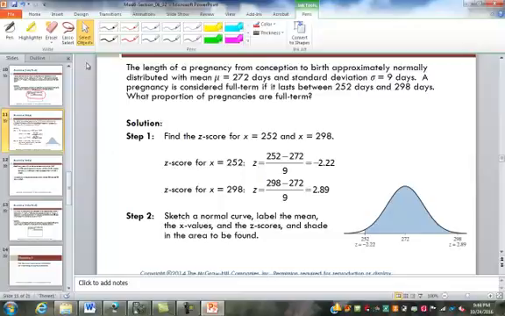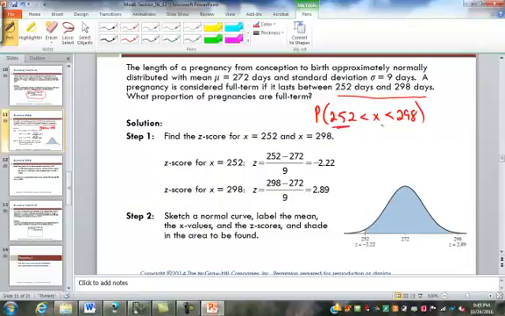So here's the same situation. Pregnancies has a mean of 272, standard deviation of 9, but now they're asking for it to be considered full term is between 252 and 298. So what proportion of pregnancies, or what is the probability that a randomly selected pregnancy will be full term? In other words, what is the probability that x is between 252 and 298? Well, we've got our lower limit and our upper limit, so this should be easy to put in the calculator.